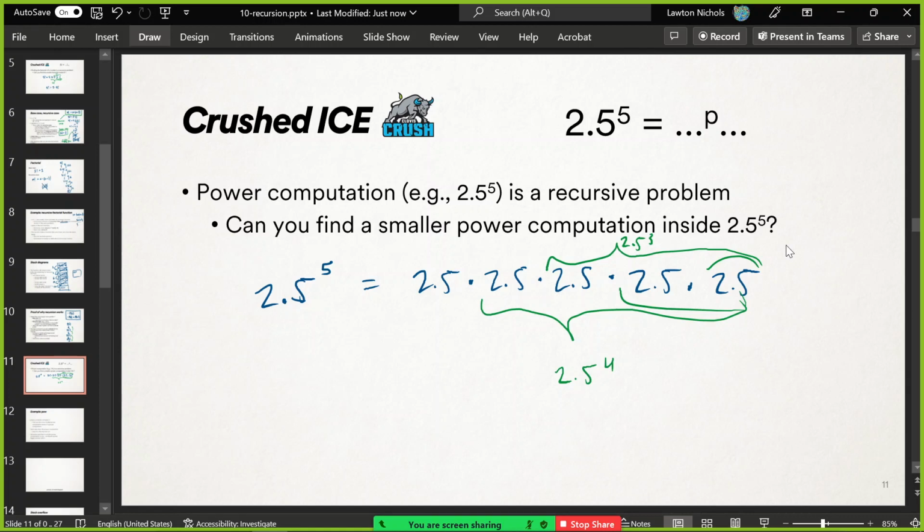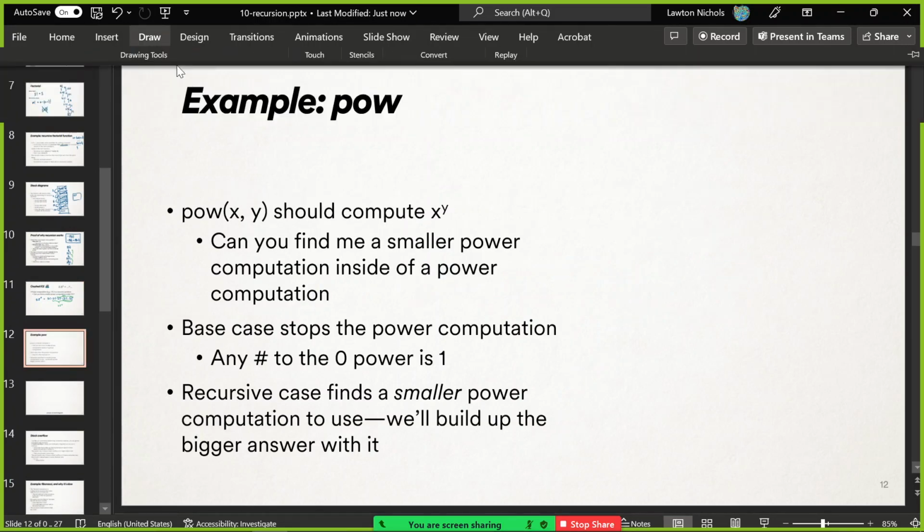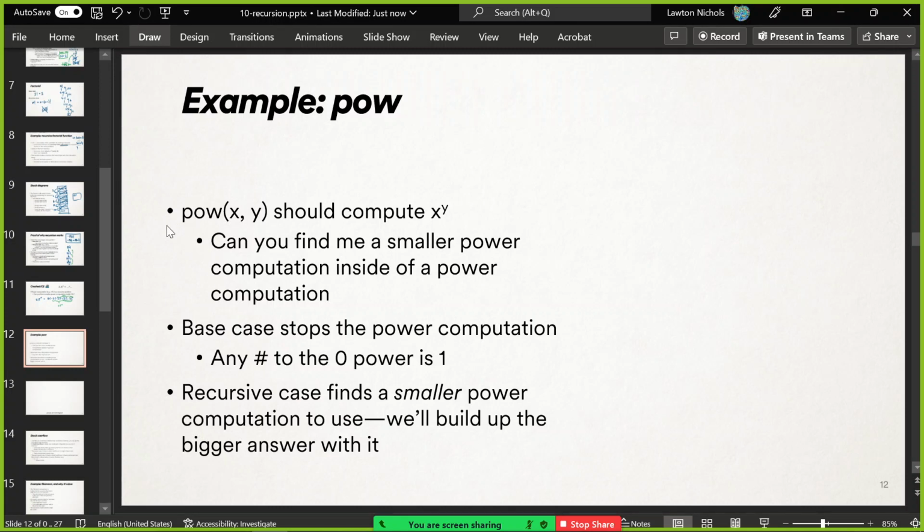But now we try it with an example. That's usually the first step. Let's generalize this and solve the general problem of calculating something to the other power recursively. Let's do it. So you did that. You found the smaller power computation inside of the power computation. But we're going to be writing a function, so we can't write superscripts or anything. We're going to call it pow. Pow of x, y is supposed to compute x to the yth power, right?